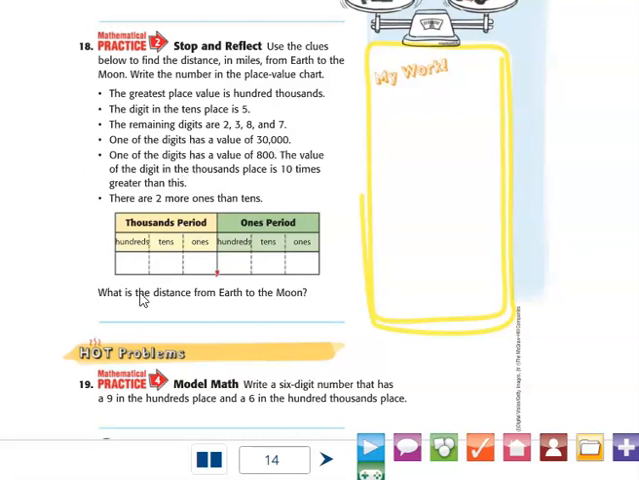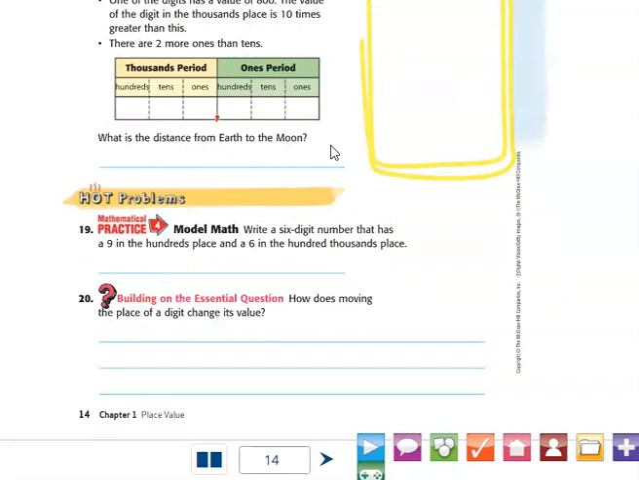So use these clues. What is the distance from Earth to the moon? You're going to write a complete sentence answer here because that is an important part of checking your understanding in your work. You're going to write, the distance from Earth to the moon is, and then the number that you've created in your place value chart. Please make sure you do that on this line. If you need more room, you can draw another line underneath in your workbook. I will not give credit on tests for problems that do not have complete sentence answers, so it's good practice to do it now.